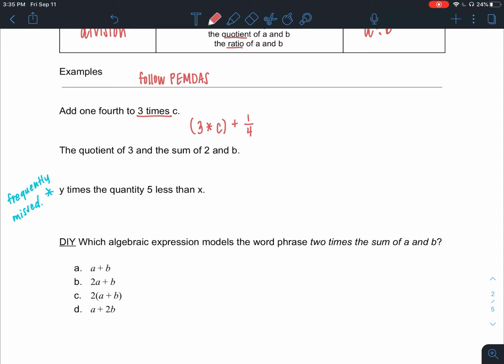Next up, the quotient of 3 and the sum of 2 and B. All right, so let's really think about this for a second. My two parts of my quotient are 3 and the sum of 2 and B, so 2 plus B. And then I want the quotient of them. So I'm going to have these two parts, and the quotient of the two would have division in between them. This could also be written as a fraction, 3 over 2 plus B.